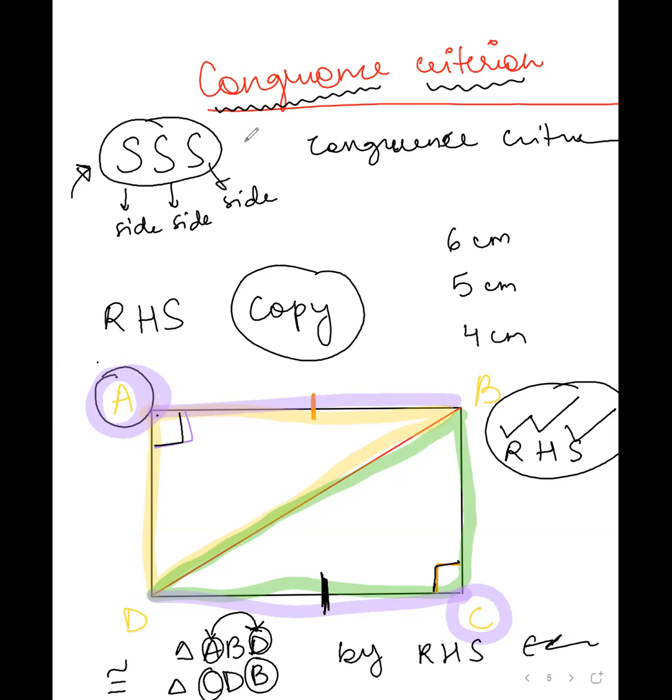So one of them is SSS, which is side, side, side. One of them is RHS, what is RHS? Right angle triangle, hypotenuse, and side. Yes, the short form is right, hypotenuse, side. And what is SSS? Side, side, side. Very good. All right.